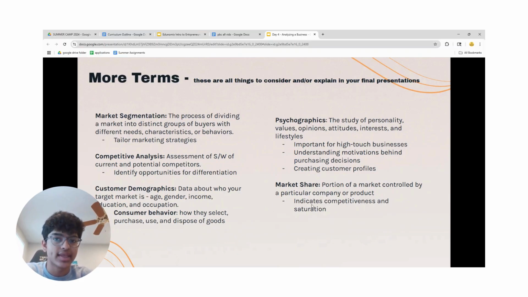Okay, market share, again, TAM, SAM, SOM. What percent of the market is controlled by your company?